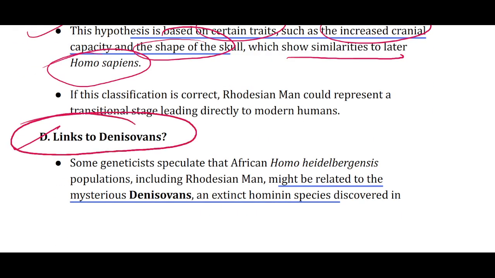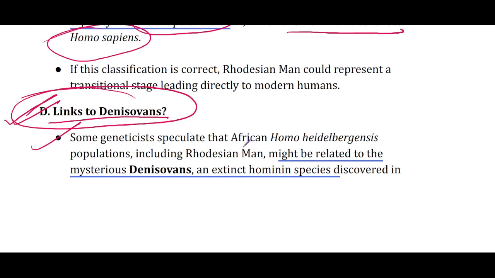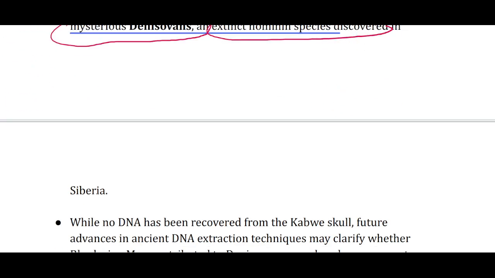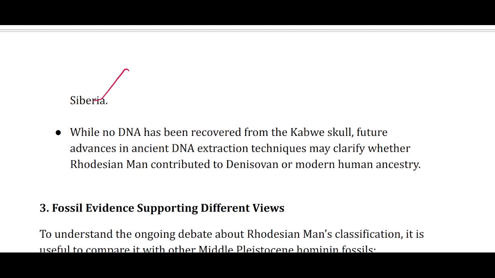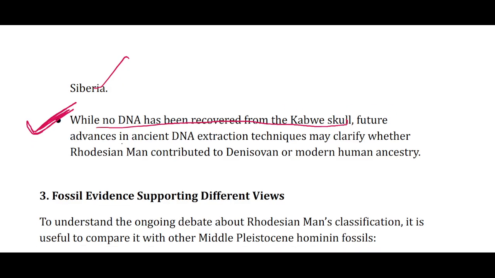Now, one more interpretation: that Rhodesian man might share some links with Denisovans. Some geneticists speculate that the African Homo heidelbergensis population, including Rhodesian man, might be related to the mysterious Denisovans, an extinct hominin species discovered in Siberia. This hypothesis cannot be tested at present, because no DNA has been recovered from the Kabwe skull, but future advances in ancient DNA extraction techniques may clarify whether Rhodesian man contributed to Denisovan or modern human ancestry.